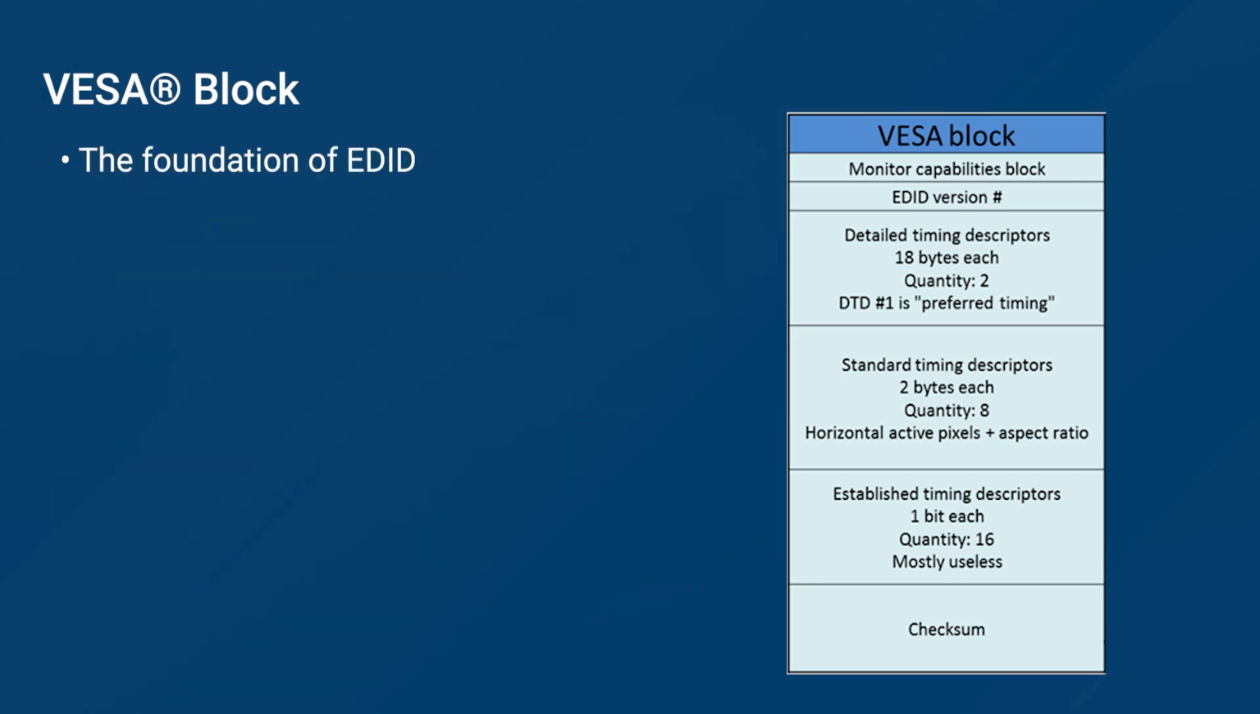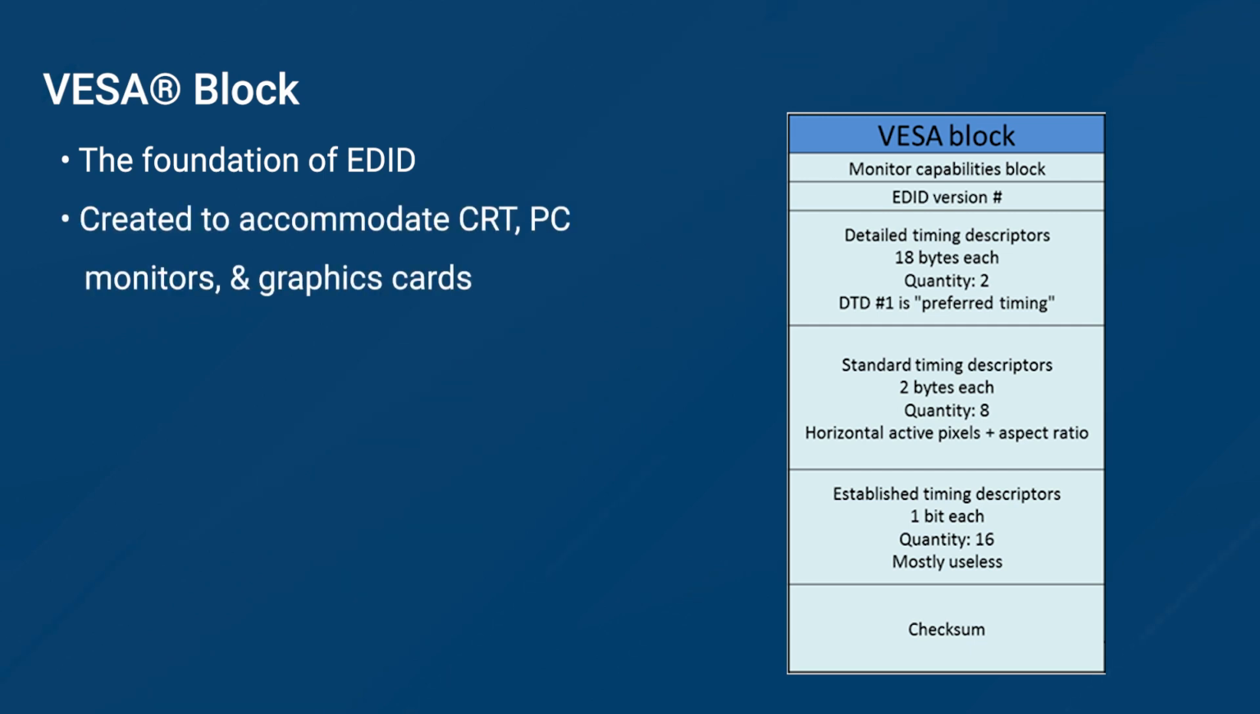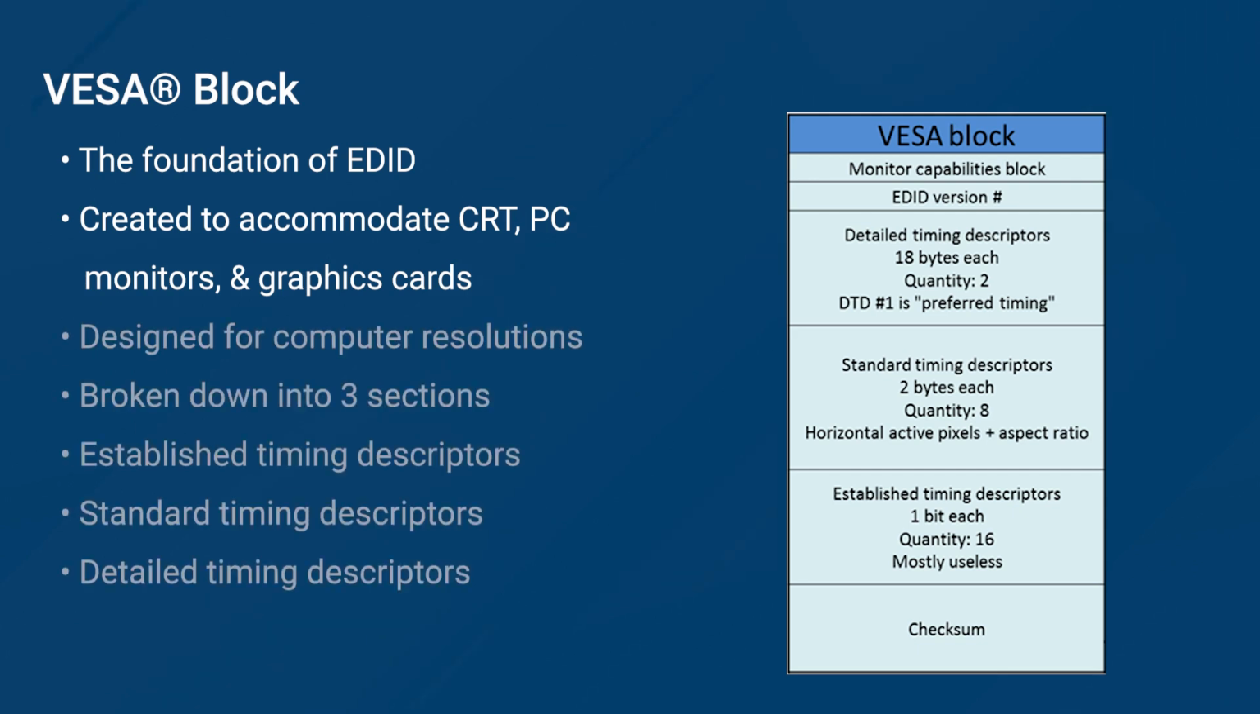Let's take the VESA block first, as it is the foundation of EDID. The VESA block, and EDID in general, was originally designed and used with CRT, cathode ray tube, PC monitors to communicate their graphic capabilities to the attached computer graphics card. EDID predates digital video and was used originally in analog video and transmitted through analog video connections and signals, for example, VGA, DB15, RGB, HV, etc.